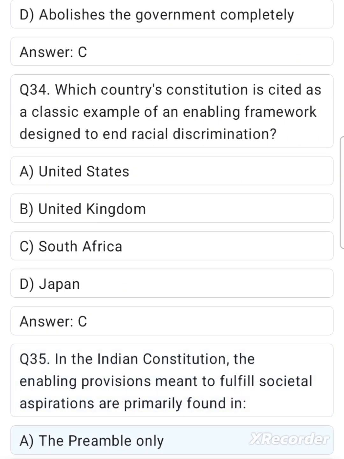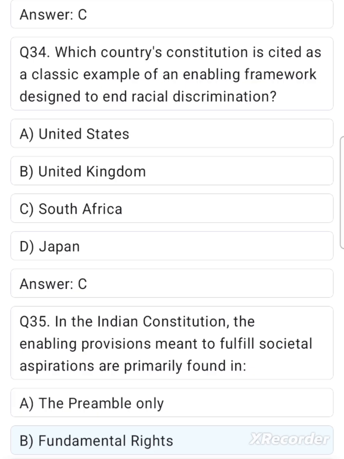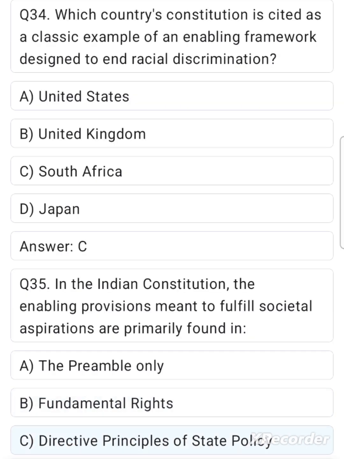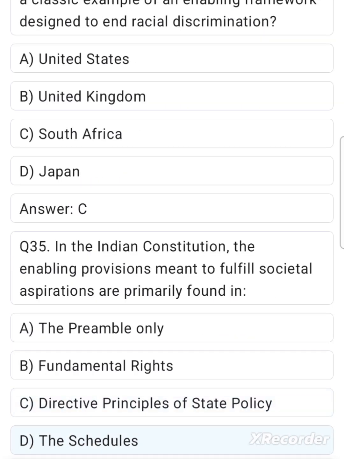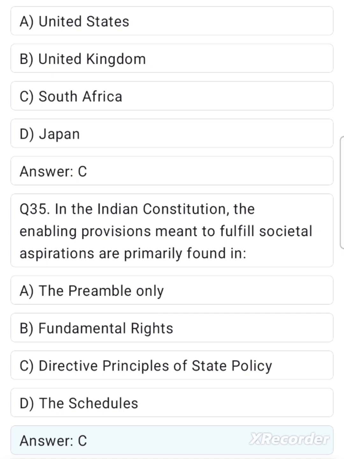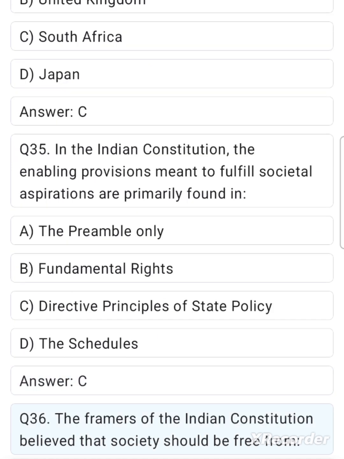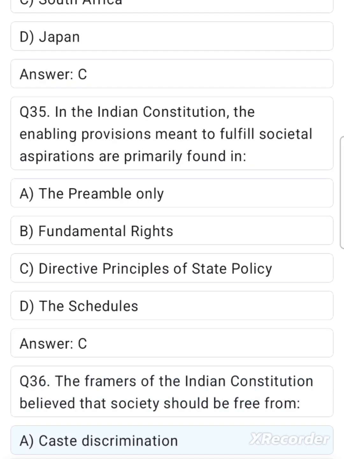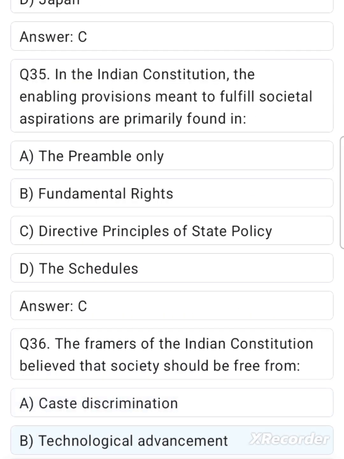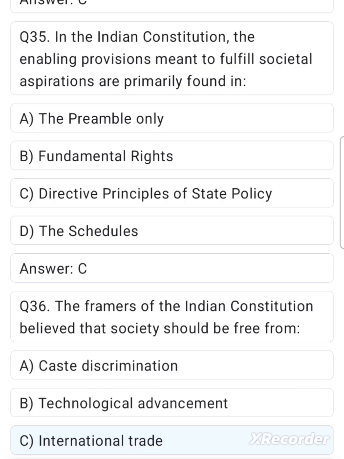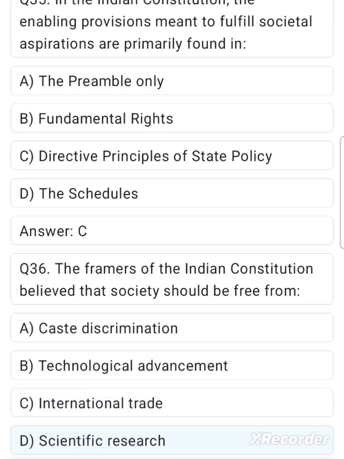The preamble only. B. Fundamental rights. C. Directive principles of state policy. D. The schedules. Answer. C. Q36. The framers of the Indian Constitution believed that society should be free from A. Caste discrimination. B. Technological advancement. C. International trade. D. Scientific research.